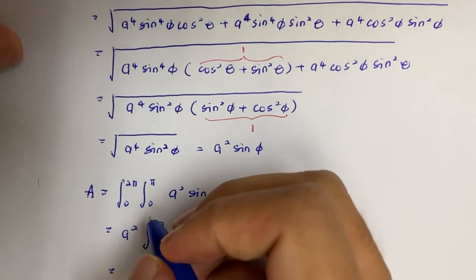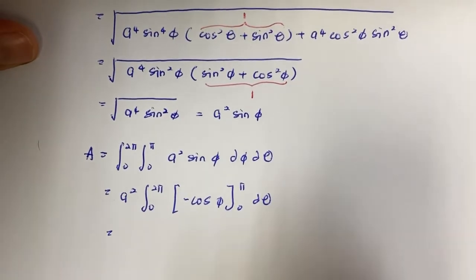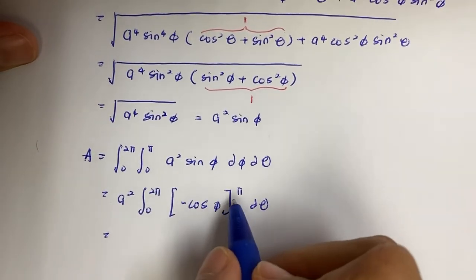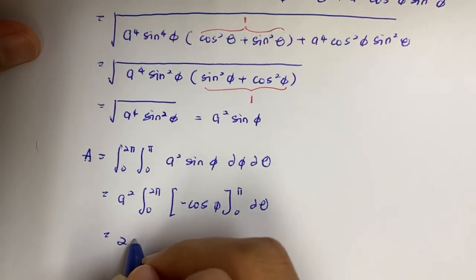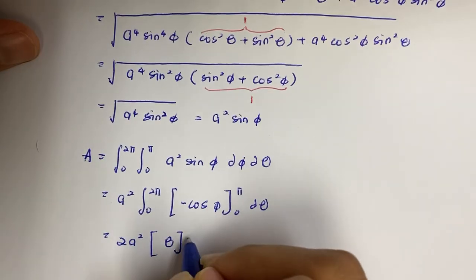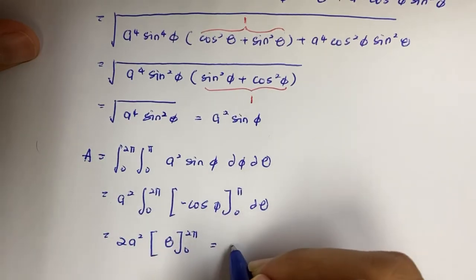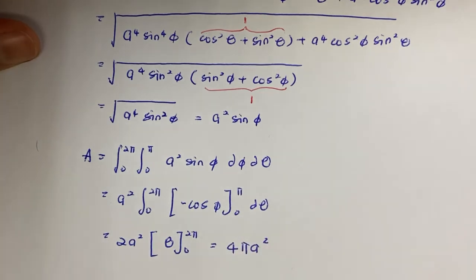And from here, okay, substitute phi equal to 0 and pi, you have 2, so 2a square, then integrate theta 0 to 2 pi. For this one, you have 4 pi a square. So the area is equal to 4 pi a square.